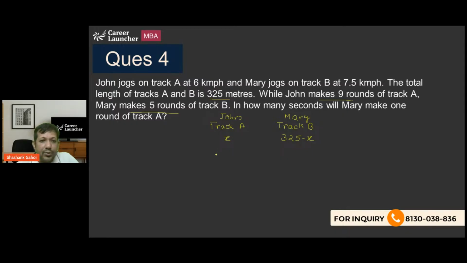While John makes 9 rounds of track A, Mary makes 5 rounds of track B. So 9 rounds of track A is 9x. 5 rounds of track B is 5 times 325 minus x. And both the times are equal.